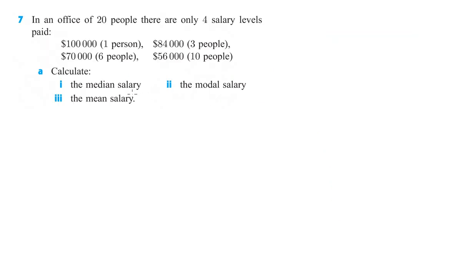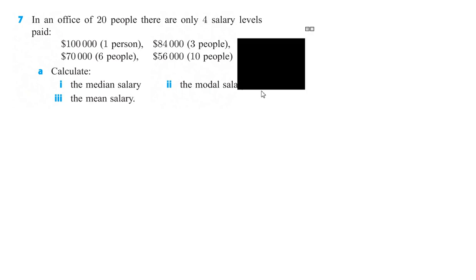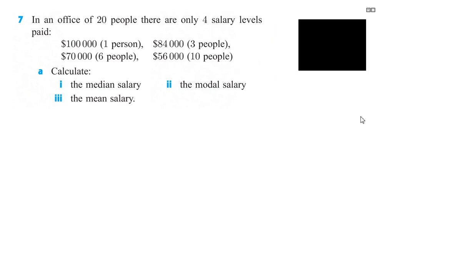All right, next one to take a look at is number 7. In an office of 20 people, there are only 4 salary levels. One person makes 100,000, 3 people make 84, 6 people make 70, and 10 people make 56. Calculate the median, mode, and the mean.